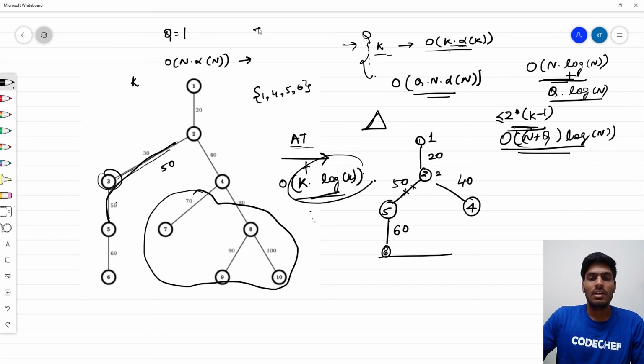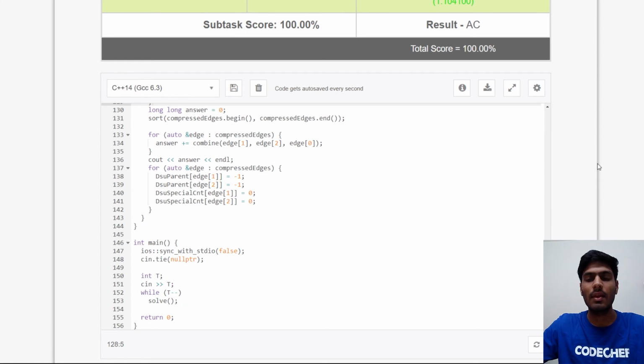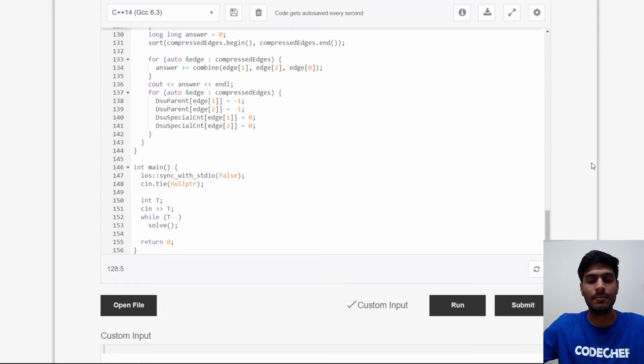The time limit for our problem is 4 seconds. So that will incorporate this alpha of k in that, so we don't have to worry about that. Finally, we'll see how we can implement this whole method in our C++ solution. Now we'll start with our C++ implementation.